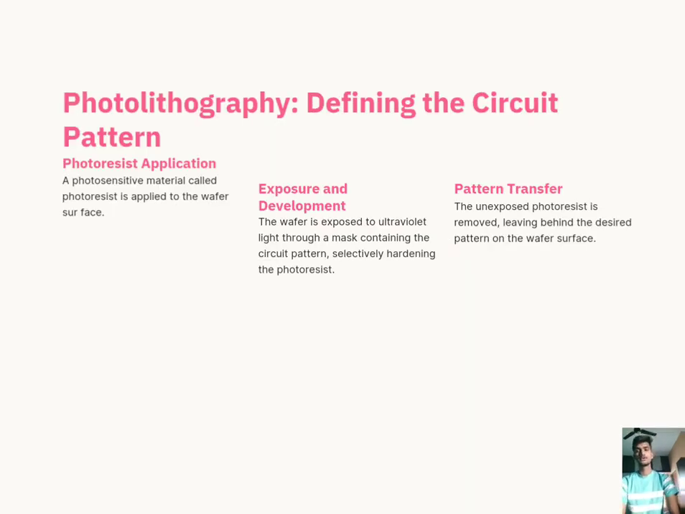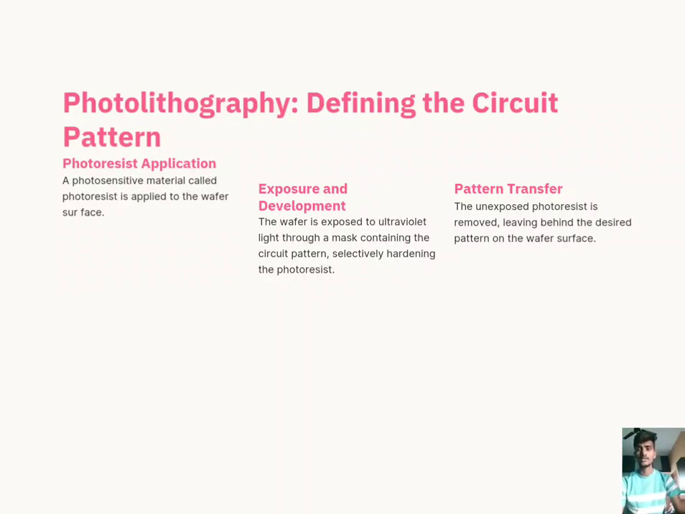Next step is photolithography, defining the circuit pattern. In that, photoresist application: a photosensitive material called photoresist is applied to the wafer surface. Next is exposure and development. The wafer is exposed to ultraviolet light through a mask containing the circuit pattern, hardening the photoresist.